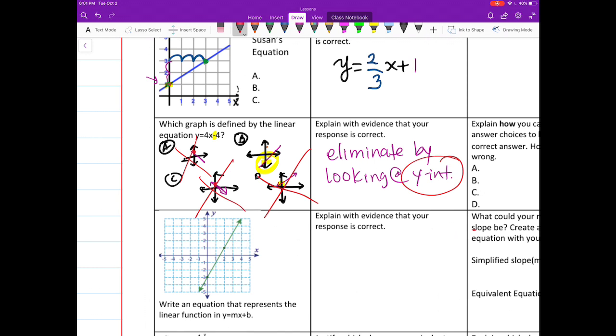And then the second thing that you can look at is your slope. Remember, your type of slope. Is it positive or is it negative? So go look at your equation.